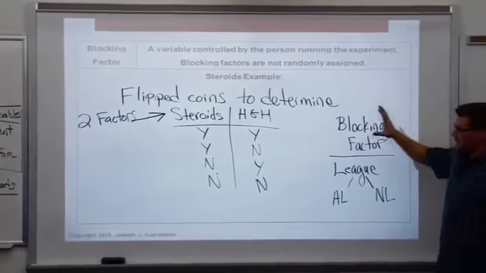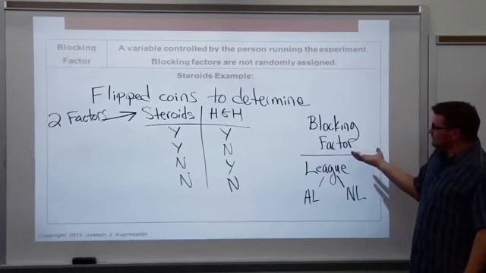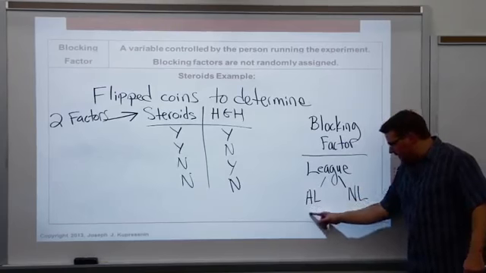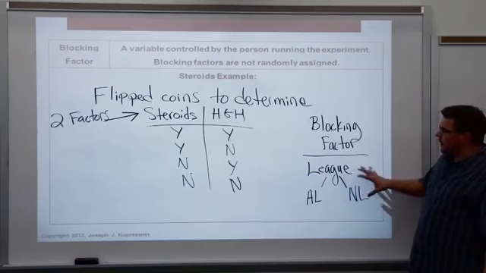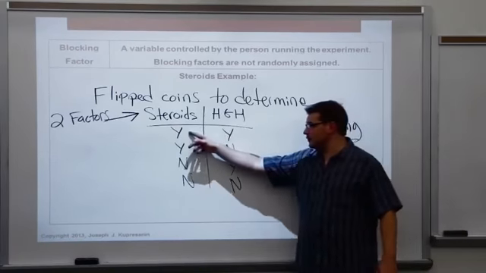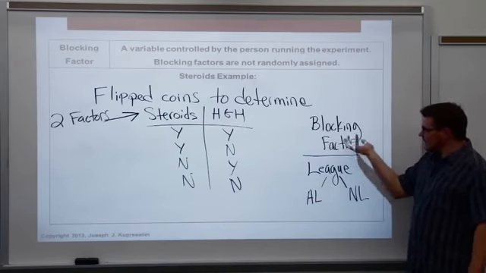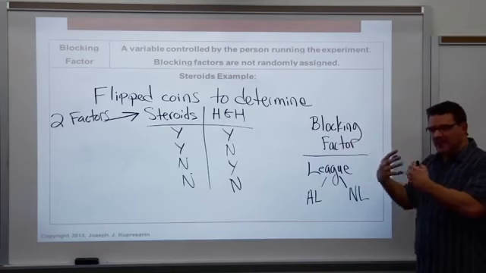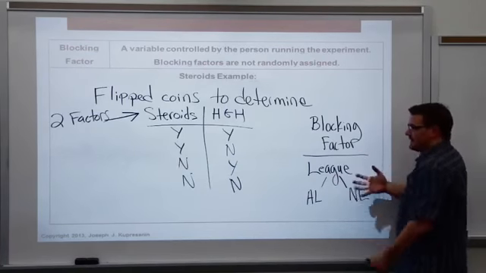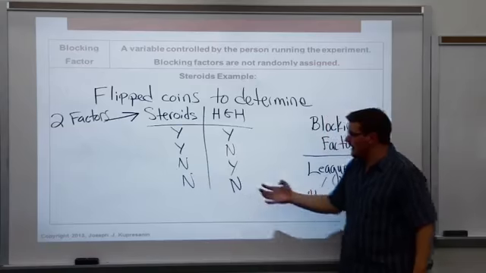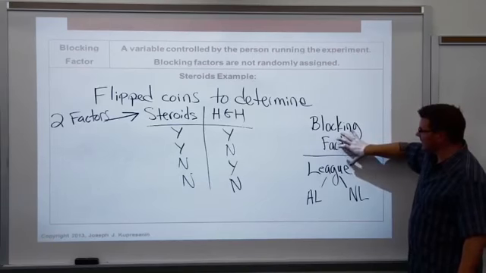Not all experiments have a blocking factor. You can have no blocking factor, one, or multiple, but we thought this through, and we thought that the American League might have more power hitters compared to the National League. I don't want the flip of the coin to put all my American League players in the steroid group or the steroid HGH treatment. So I make sure I have equal representation. That's called a blocking factor. It should take that out of the equation, and that way I can determine it's not league that's causing you to hit more home runs. It's actually steroids or HGH or some combination. So blocking factors are not random, but may affect the outcome of the experiment.